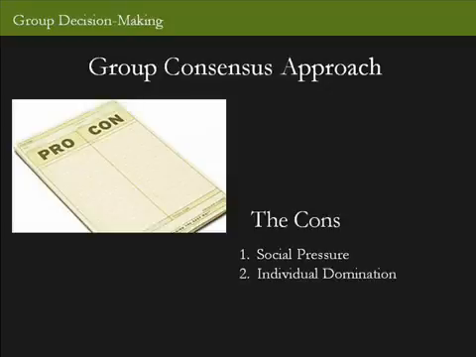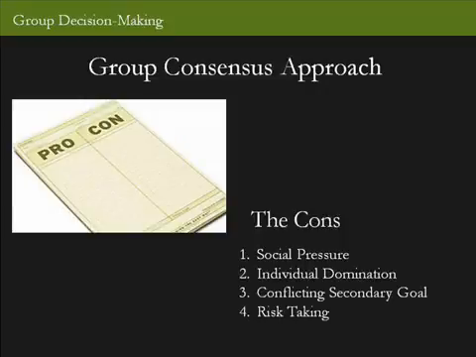Another negative is individual domination, where skilled manipulators or dominant individuals can emerge and capture more than their share of influence on the outcome. A conflicting secondary goal is also a potential drawback. People may aim at winning the argument at the cost of finding the best answer. There's a certain amount of risk involved as well, as there's the potential that people not getting their own way can prevent other people from fully participating in the discussion.